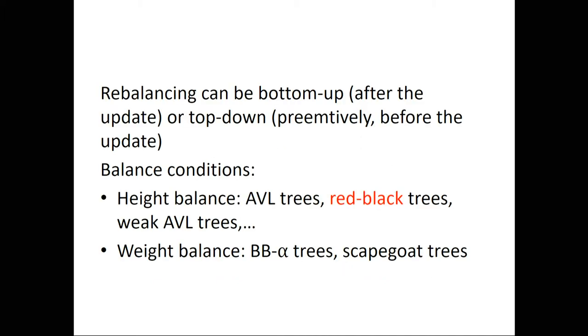So depending upon the exact definition of the balance condition, you can either rebalance bottom up, which is the way things work in AVL trees, or sometimes preemptively top down. That is, as you walk down the tree and you know you're going to do an insertion, you do some rotations to fix things up as you go along, and you also correct or update the local balance information, whatever it might be. That is, in AVL trees, you're representing the heights somehow. Okay, so there are many height balance trees, notably the AVL trees, the red-black trees, and other versions. And you can also use a weight balance condition where you try to keep subtree sizes close to each other. BB alpha trees, scapegoat trees, many examples.